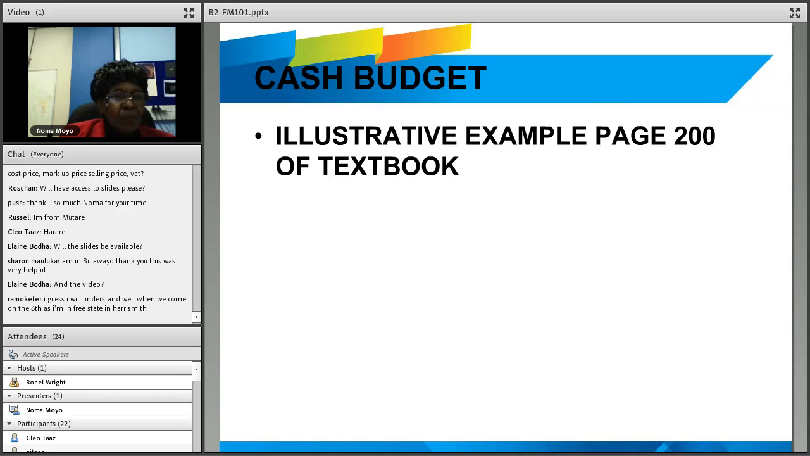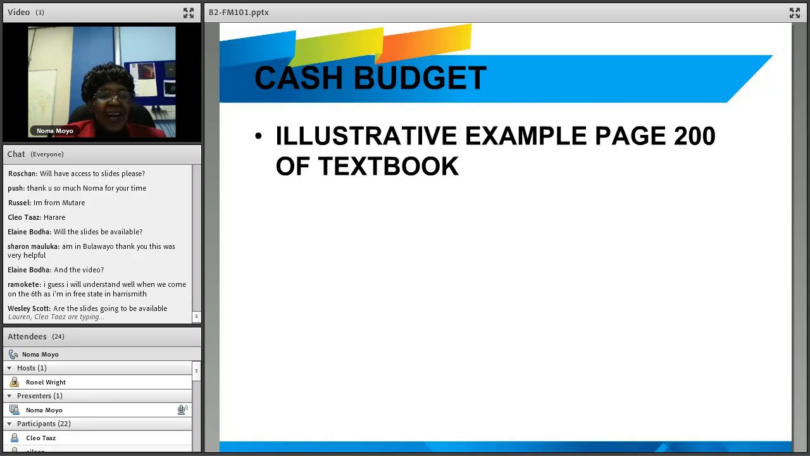Now somebody is asking about the markup. Markup is when you are relating the profit to cost, and margin is when you are expressing profit as a percentage of sales.